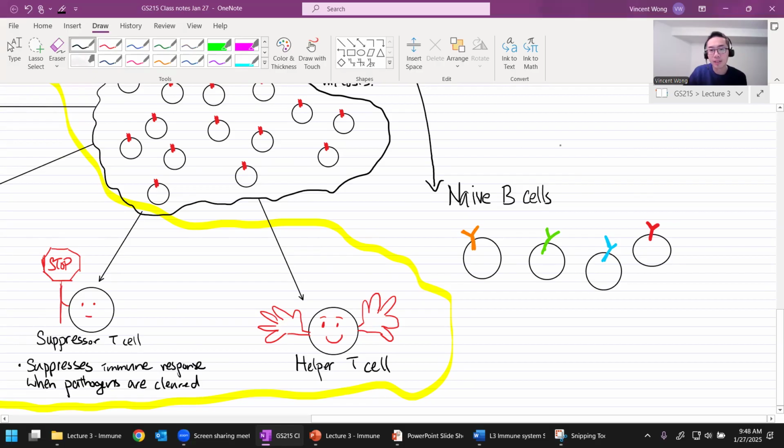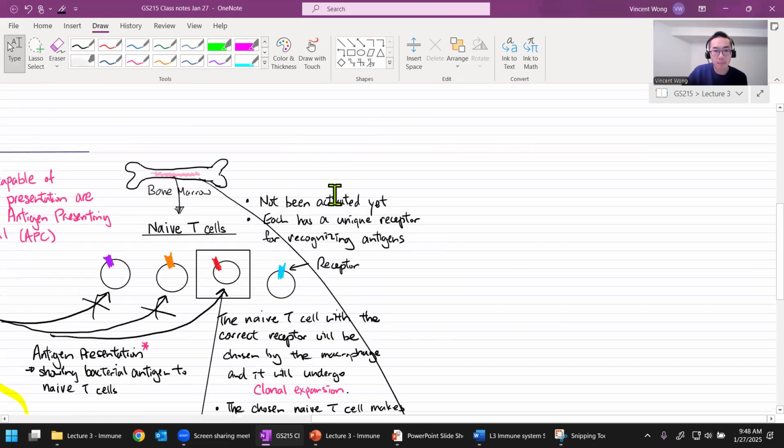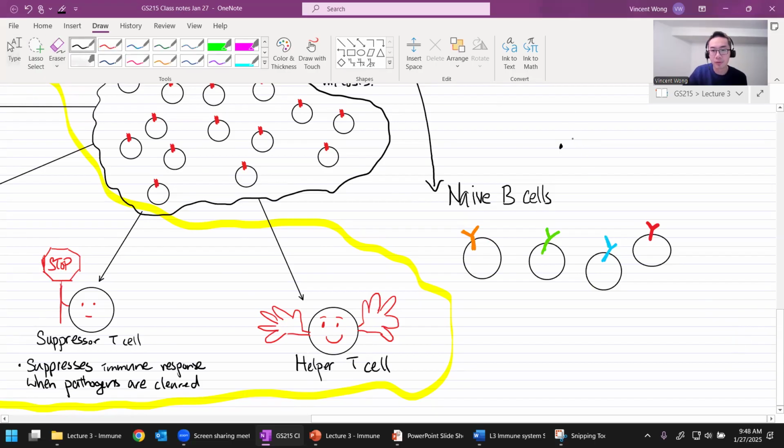So naive B cells are, again, similar to naive T cells here: they have not been activated yet. That's why they're naive. It's like we call kids naive, right? They haven't seen the evils of the world, so to speak. Same thing. These naive B cells have not encountered the dangers of invading pathogens yet, so they're not ready to fight. They have not been activated yet.